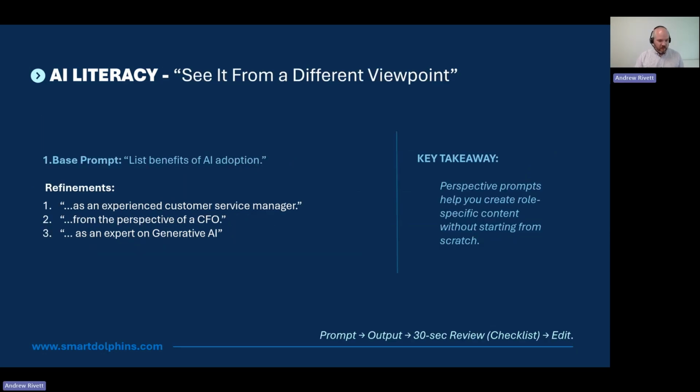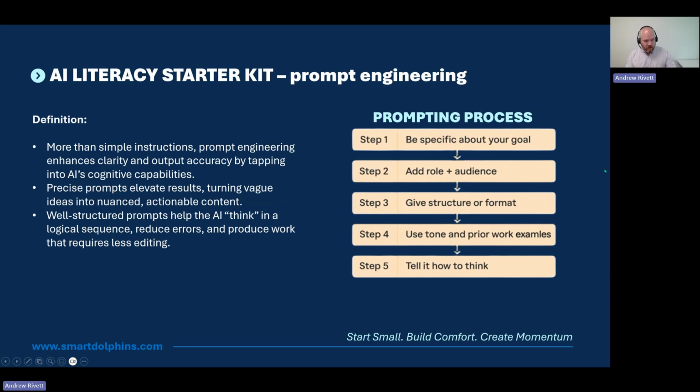So the first thing, actually, let's jump back here for a second. So if you look at the prompting process, there's 5 steps here, and I'll give you a mnemonic at the end that actually covers this as well. But step 1 is being specific about your goal, what you're actually trying to get out of your communication with the LLM. You want to add a role and audience. These are really, really key for producing very specific output that you're looking for. Step 3 is you want to give it the structure or the format. And then you want to use tone or prior work examples.